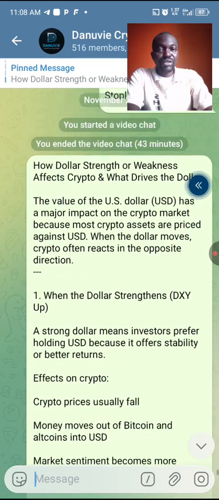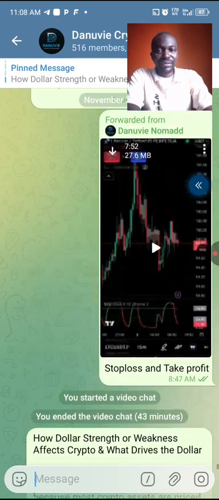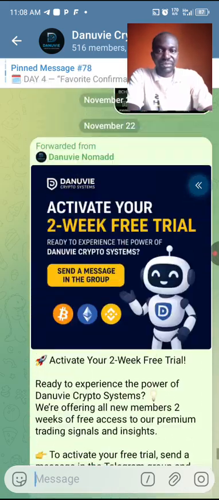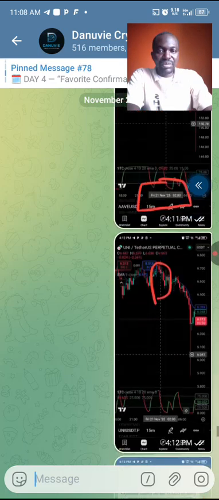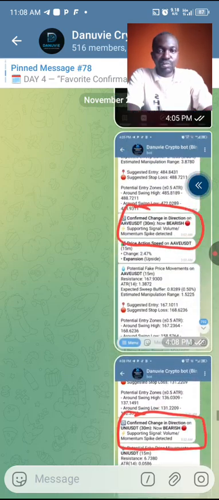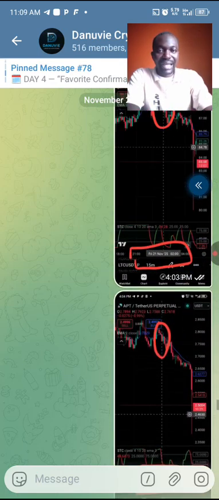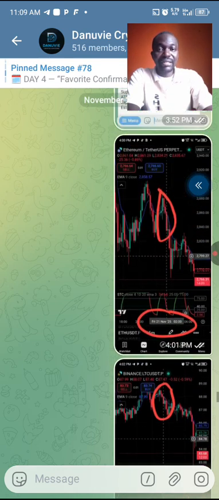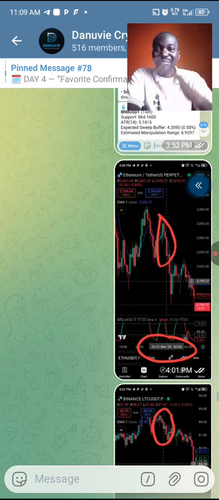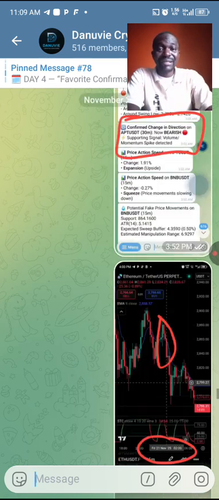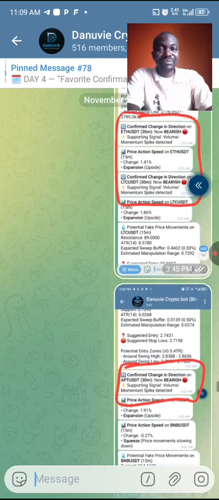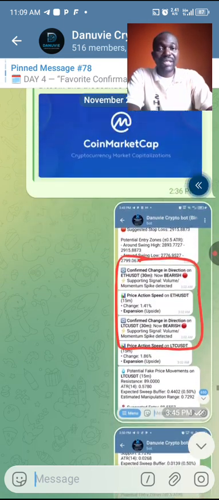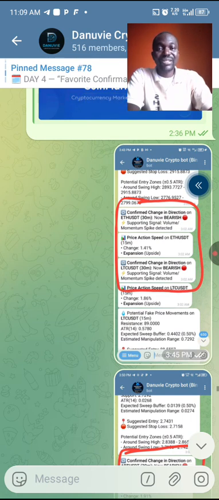So let's go into our chart analysis for today. We are going to be looking at some coins, and like I said before the video started, cryptocurrencies are experiencing a bear market, which means prices are falling. So we're going to look at them in detail, analyze them, and see where the bot signaled when was the best time to have entered the trade.